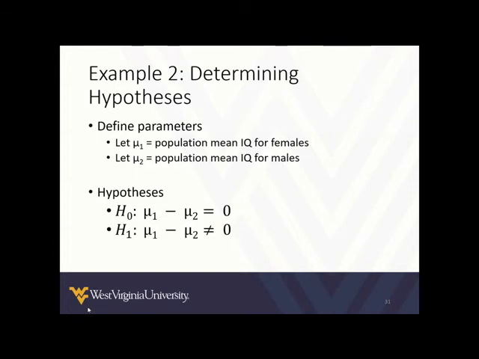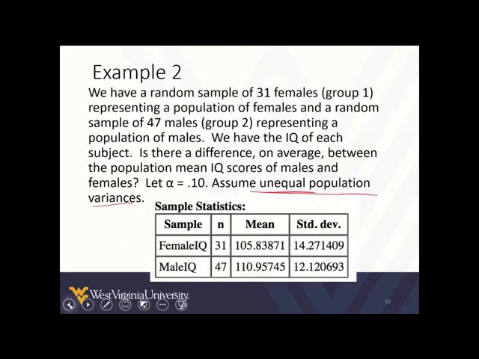To define our parameters, we're going to let mu1 be the population mean IQ for females and let mu2 be the population mean IQ for males. It doesn't matter how you define your mu1 or mu2, you could have done males first. I tend to do it in the order that the problem has them written. So if males were written first, then I would have used males, but since in my summary statistics table, females were written first, I tend to just label that as mu1. It is fine regardless, you will get the same statistics at the end.